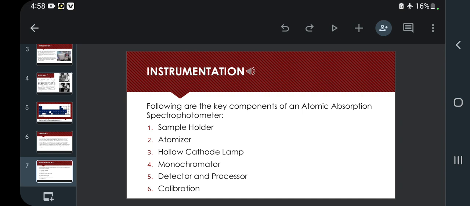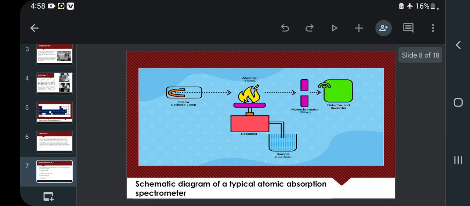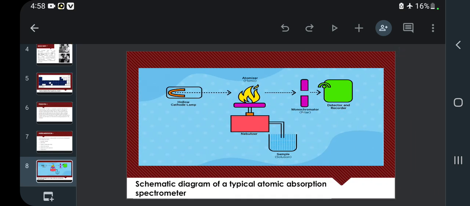So instrumentation: following are the key components of an atomic absorption spectrophotometer: sample holder, atomizer, hollow cathode lamp, monochromator, detector and processor, and calibration. So here is a schematic diagram of a typical atomic absorption spectrometer. We have hollow cathode lamp and atomizer, monochromator, sample nebulizer, and detector and recorder.